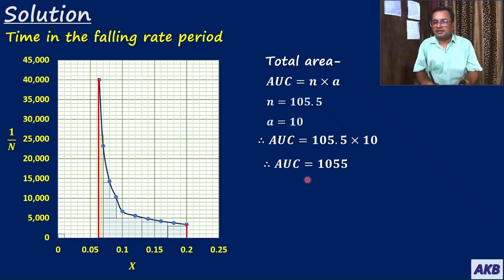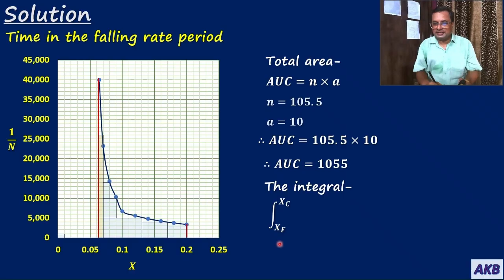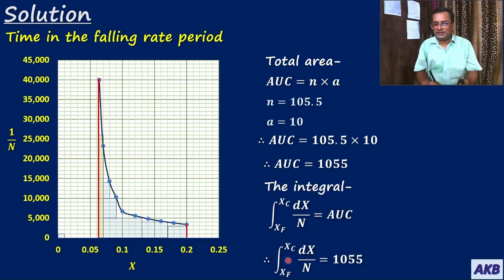That is, the total area under the curve is 1055. So that means the value of the integral, which integral? Integration from xf to xc dx upon xn. This is nothing but the area under the curve. Therefore, the value of the integration from xf to xc dx upon n is 1055. Let us continue with this.